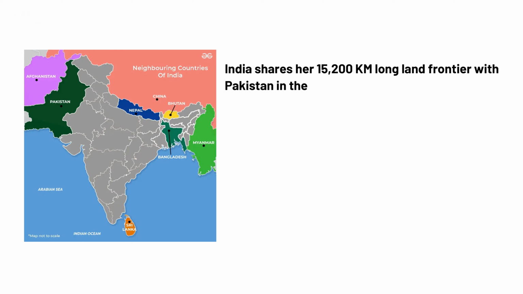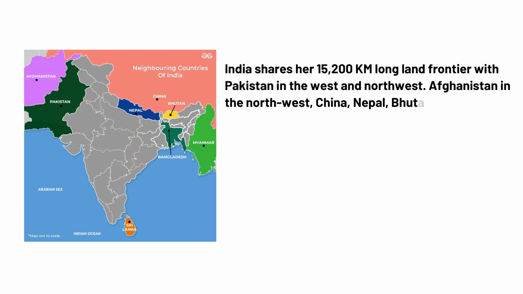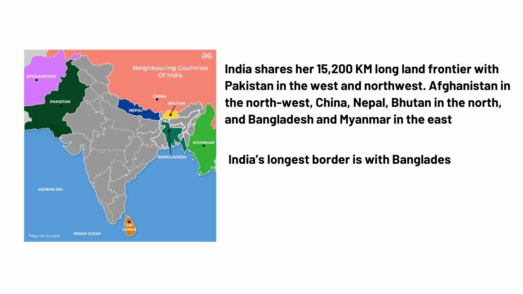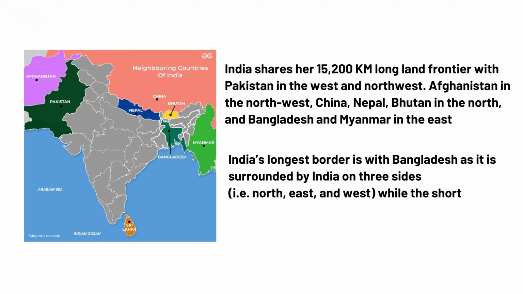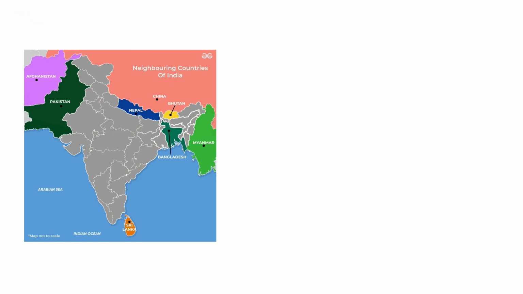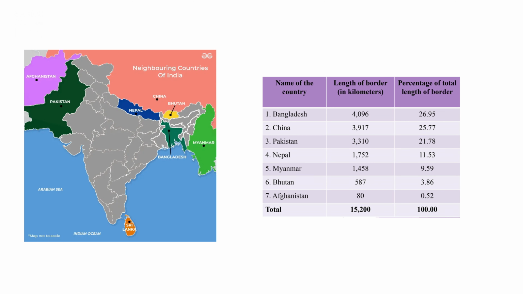Now let's move on. You can see that India shares more than 15,000 km long land frontier with neighboring countries Pakistan, Afghanistan, China, Nepal, Bhutan, Bangladesh and Myanmar. So we have the longest border with Bangladesh and the shortest border with Afghanistan. On the right hand side, you can see this table showing the length of border and percentage of total length of border.